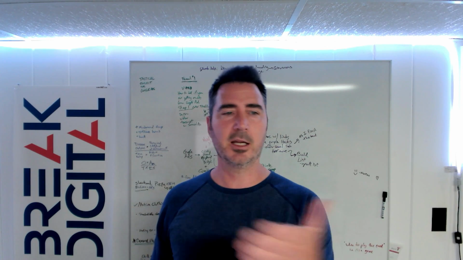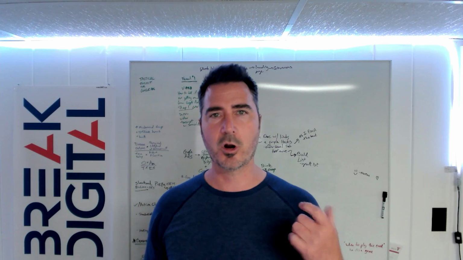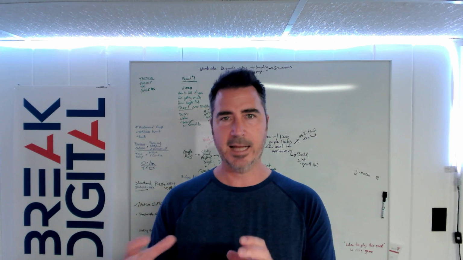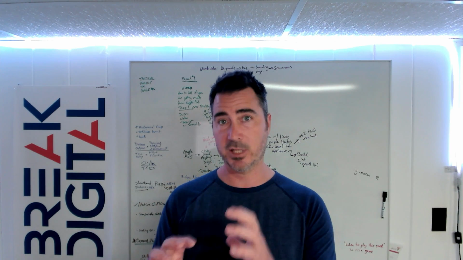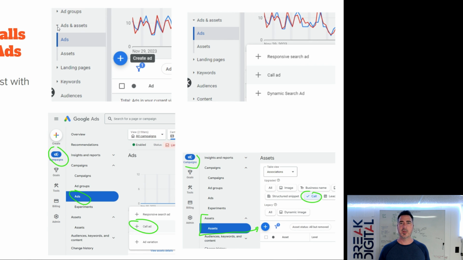So having a click to call asset, they used to be called extensions, they're called assets now, or call only ads, which are ads that instead of clicking through to the website just have a clickable phone number, can really be helpful. So in the older interface at the top here, there's a section called ads and assets, this blue plus icon, and create a call ad.